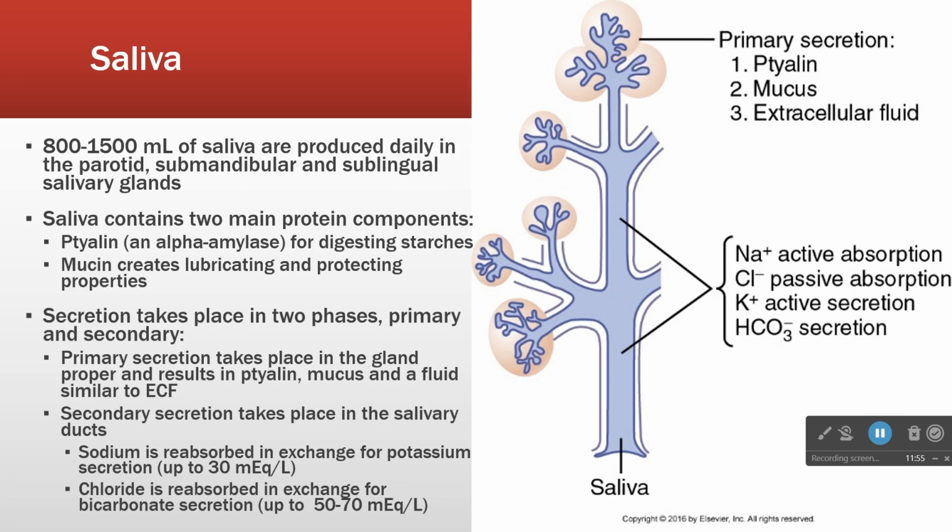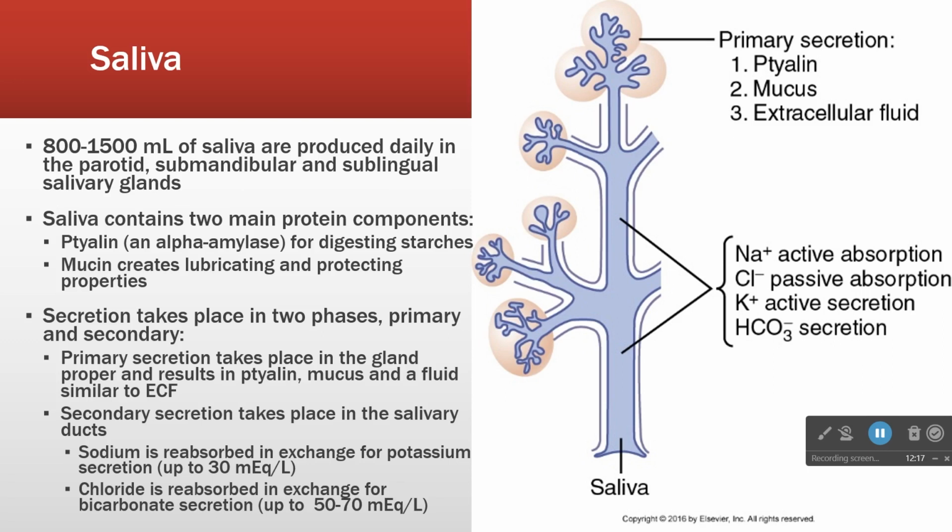Okay, so you can actually see ptyalin in action if you take a cracker and put it in your mouth and don't chew. It will eventually dissolve and disappear. Well, where did it go? It got digested by ptyalin, right? So you absorb the disaccharides out of the starches instead. So those are the two primary components.